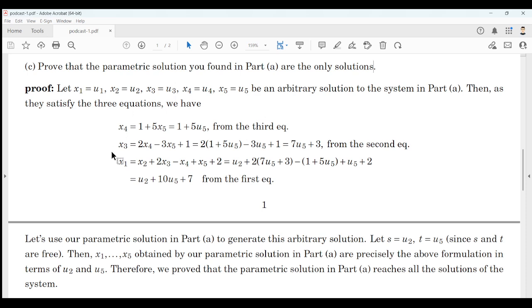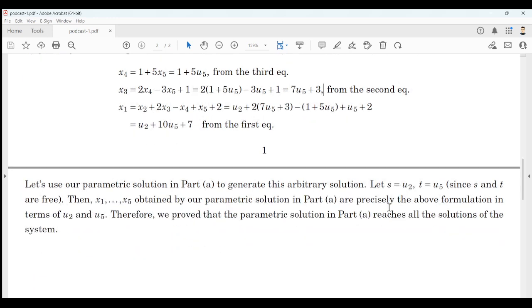the same pattern as our parameter t. Precisely. And the second equation forces u3 to be 7 times u5 plus 3. And the first forces u1 to be u2 plus 10 times u5 plus 7. So any solution must look like our parametric solution. You just set u2 equal to s and u5 equal to t. It has to fit the mold.